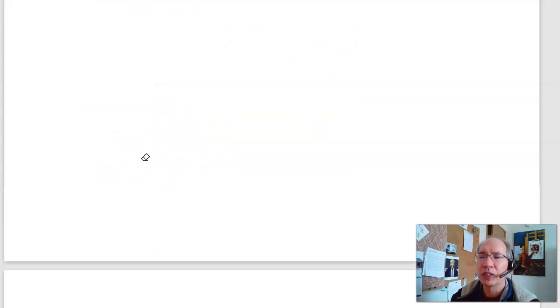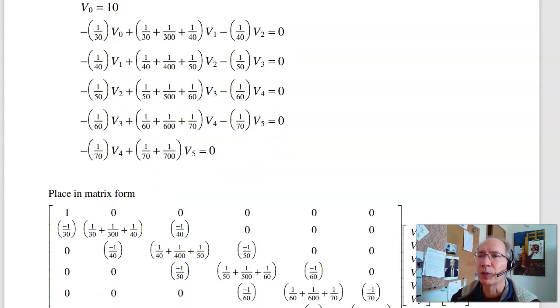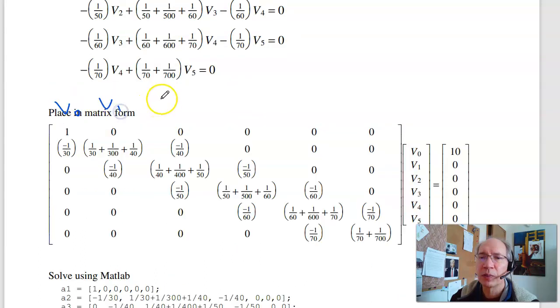Once you get your 6 equations, 6 unknowns, I can put that into MATLAB. To do that, I put it in matrix form first, group all the terms, and what I like doing is, because of the way I wrote it, this first column is times the first element. This is times V0, V1, V2, V3, V4, and V5. I just do that as a note to myself.